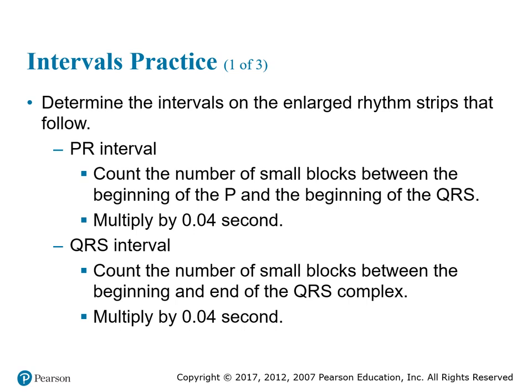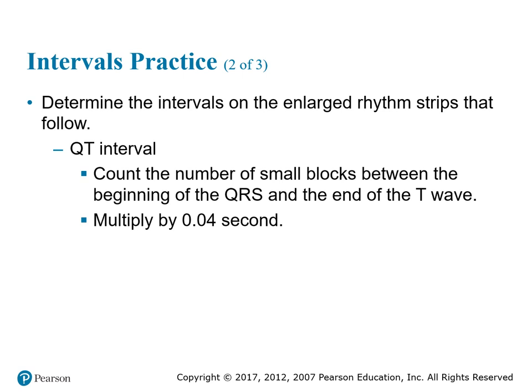Determine the intervals on a large rhythm strip that follows. PR interval, count the number of small blocks between the beginning of P and the beginning of the QRS. We're going to multiply that by 0.04. For QRS interval, we do the same thing. We count the number of small blocks between the beginning and end of the QRS complex. And then we take that and multiply that by 0.04 because we're only counting the small blocks, not the big blocks. For QT, we do the same thing. We count the number of small blocks and we multiply that by 0.04.